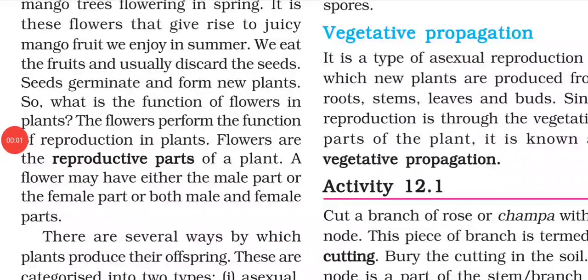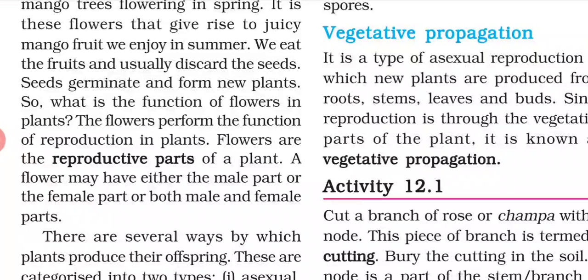So what is the function of a flower in a plant? A flower is performing the most important function in the plant, that is reproduction. By the process of reproduction, the plant gives rise to a new individual of its own kind. A flower is the reproductive part of a plant, and a flower may have either the male part or the female part or both male and female parts.